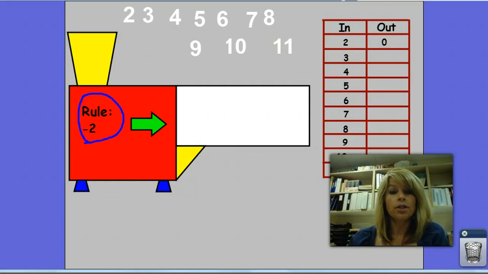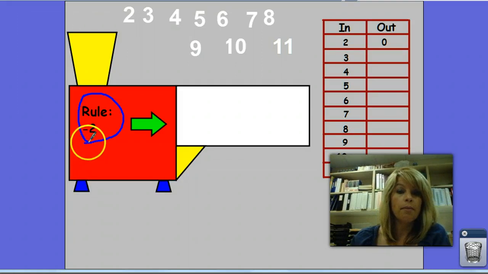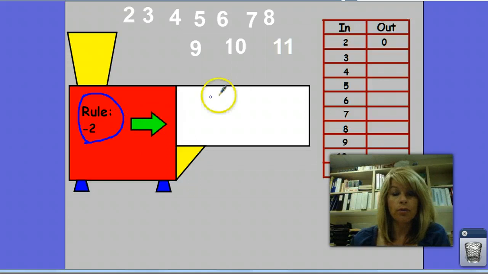For this function machine, I want you to complete this table using the rule that's in this machine. In this machine, the rule is -2. So a number goes in, 2 gets taken away from it, and what comes out? You're going to fill out this part of the table. On your whiteboard, press pause to work. Press play when you're ready to check with me.